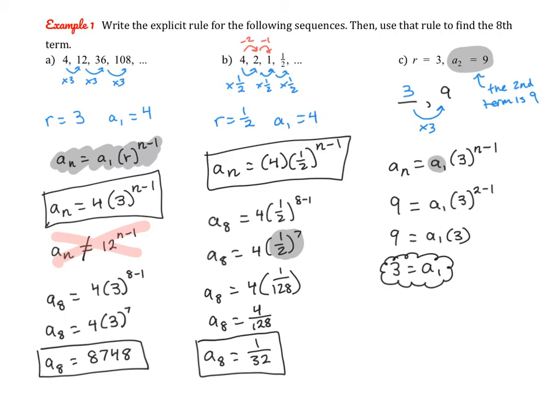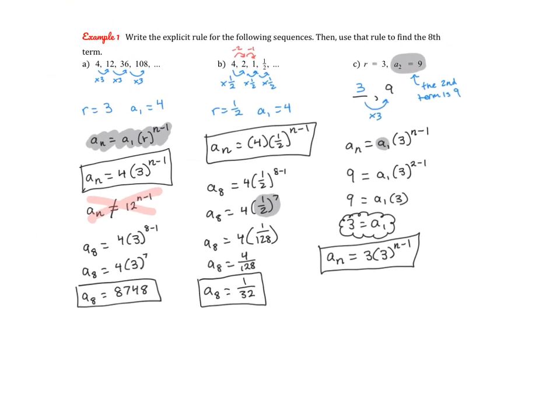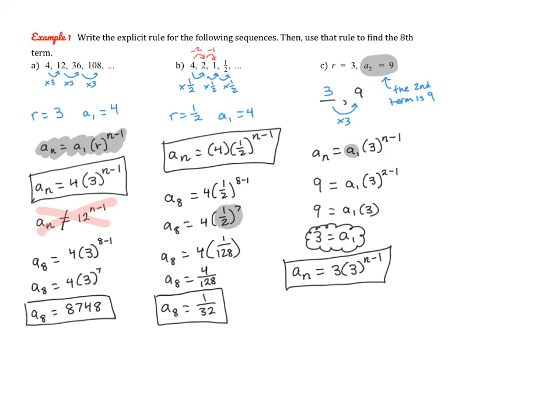So again, now we know a sub 1, we know r, it was given, so our sequence is a sub n equals 3 times 3 to the power of n minus 1. And we can leave our answer like this. It's fine. Technically, we could multiply these two terms because they have the same base, but it is okay to leave our answer like this. But in case you are curious, this is just an alternative. You don't have to do this.